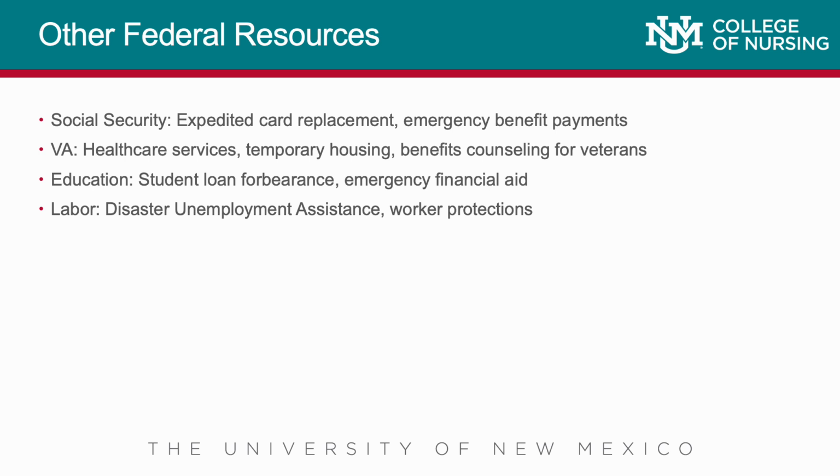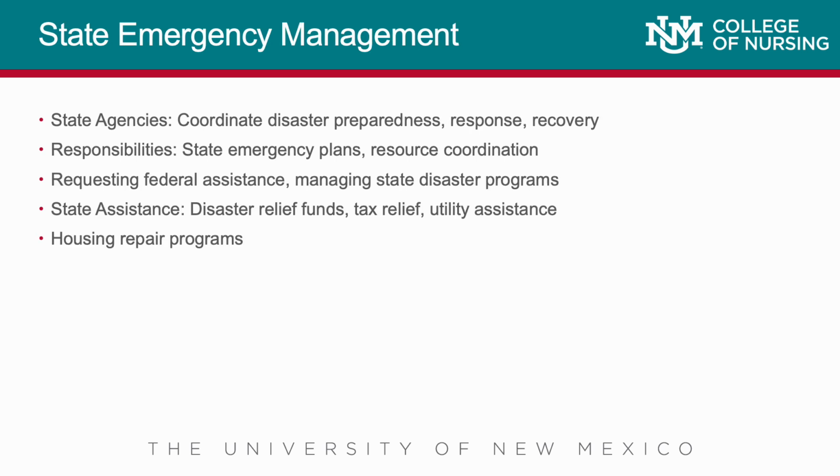The Social Security Administration expedites card replacement and advance payments. The VA provides health care and temporary housing for veterans. The Department of Education offers student loan relief. The Department of Labor provides disaster unemployment assistance for those who lose their jobs due to the disaster.